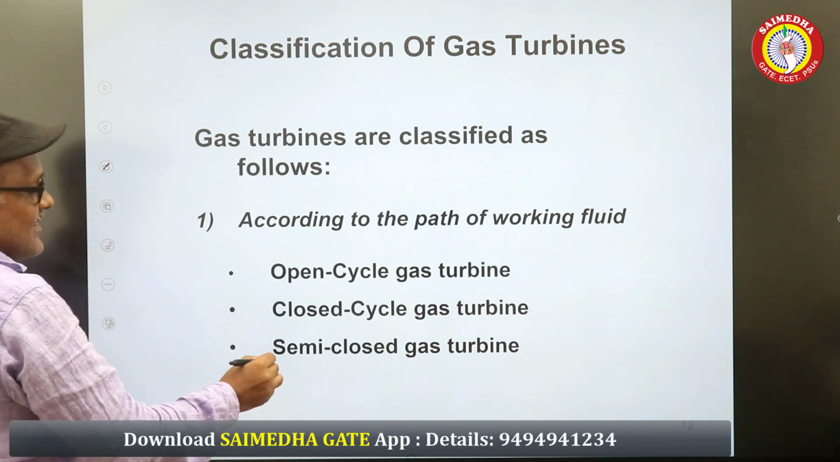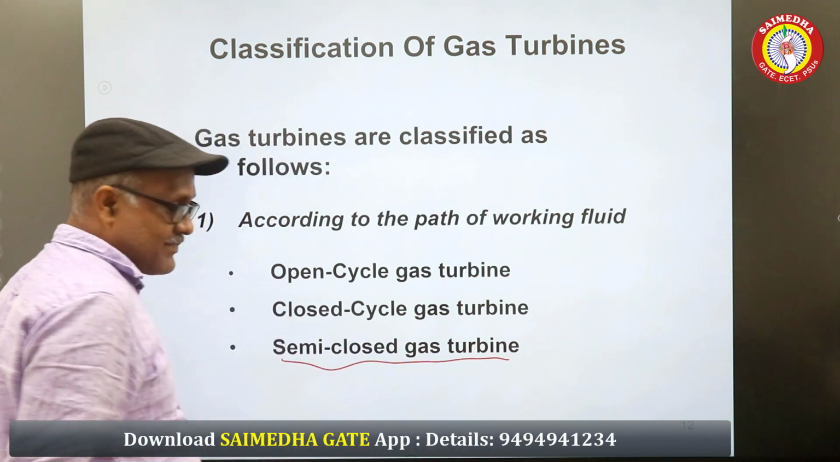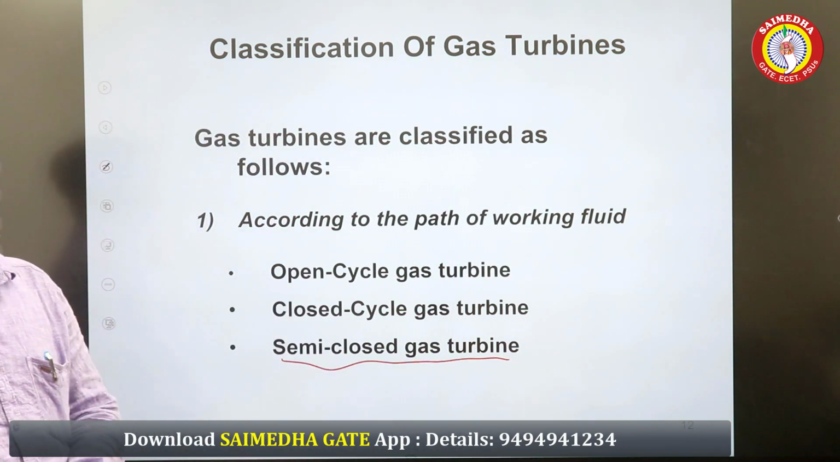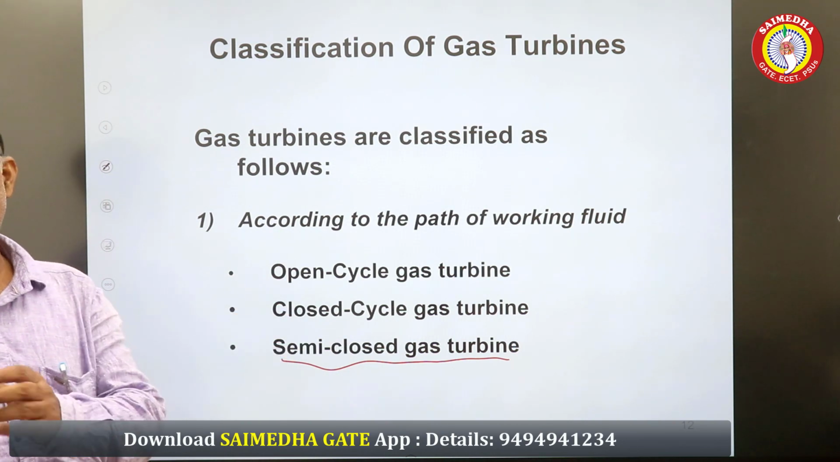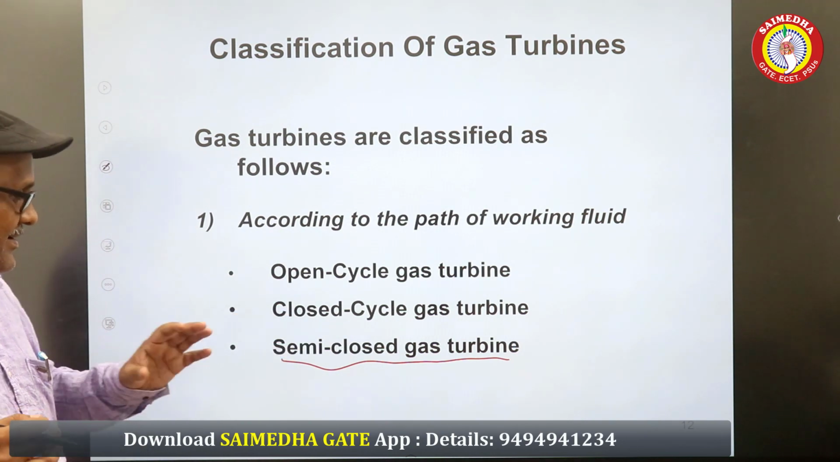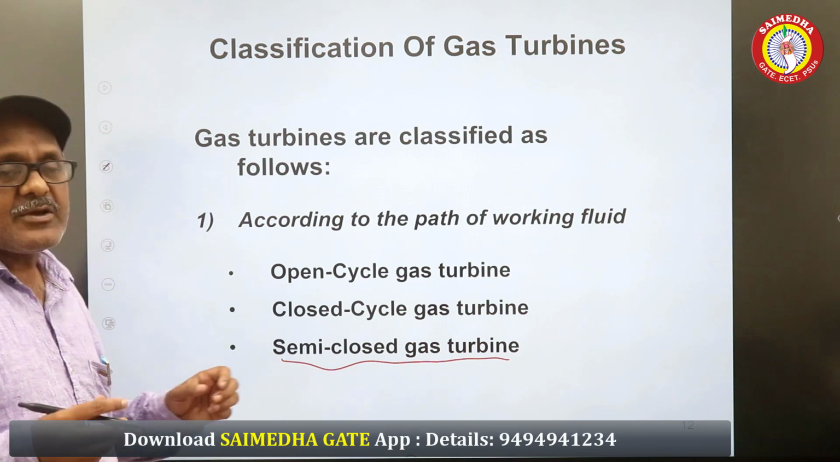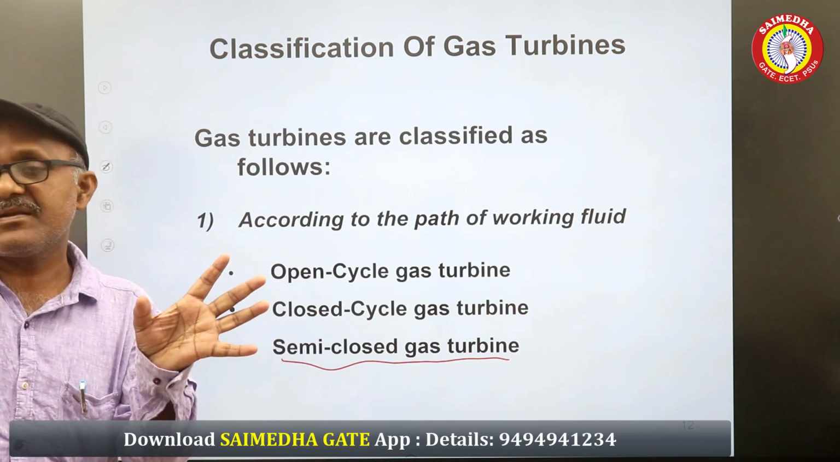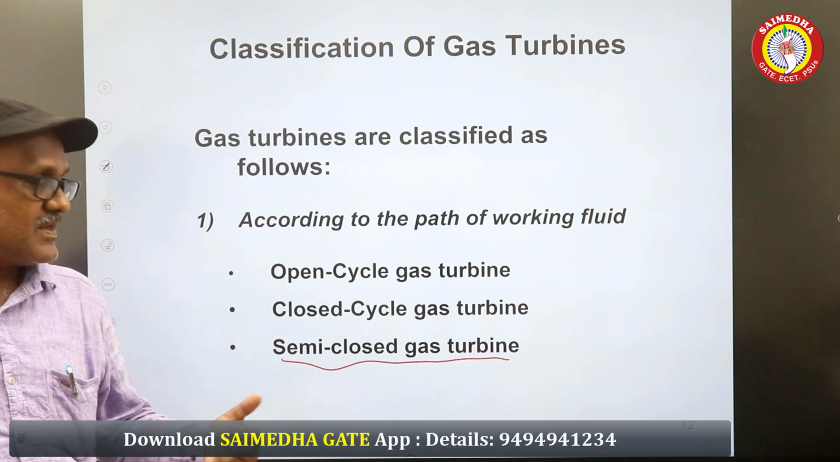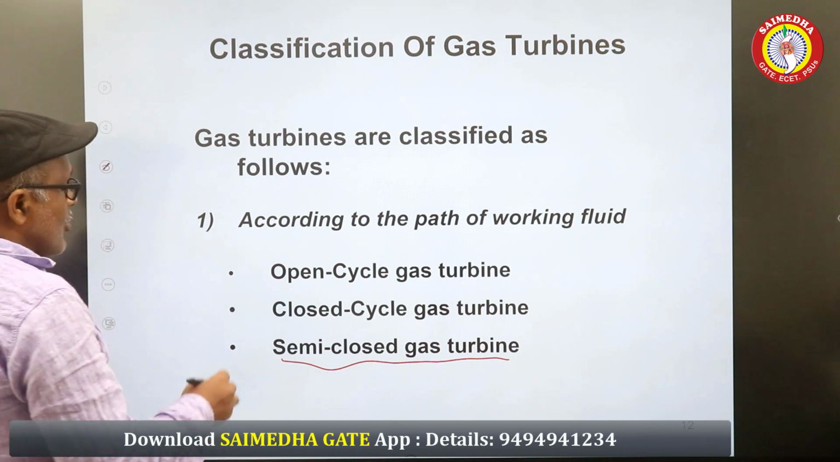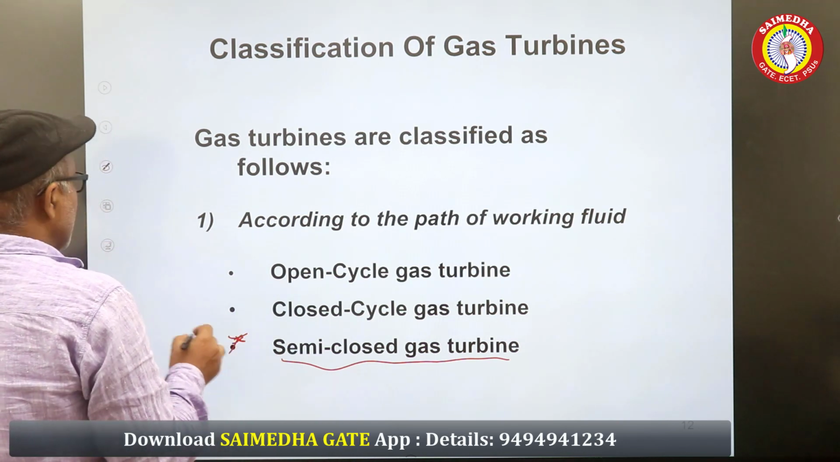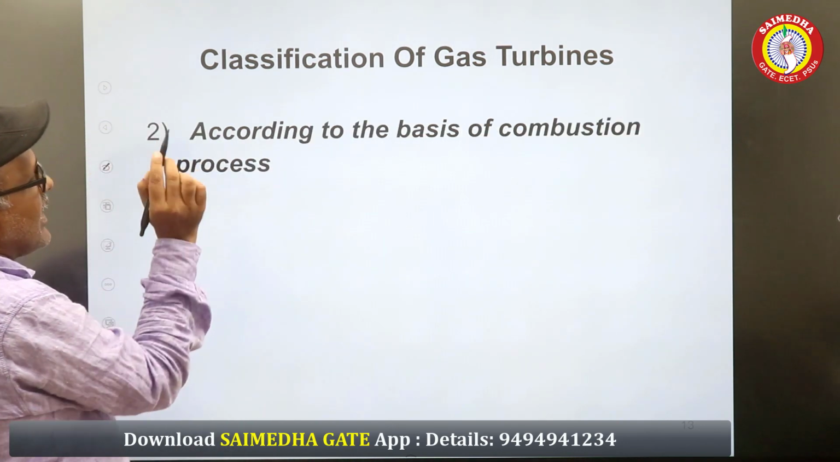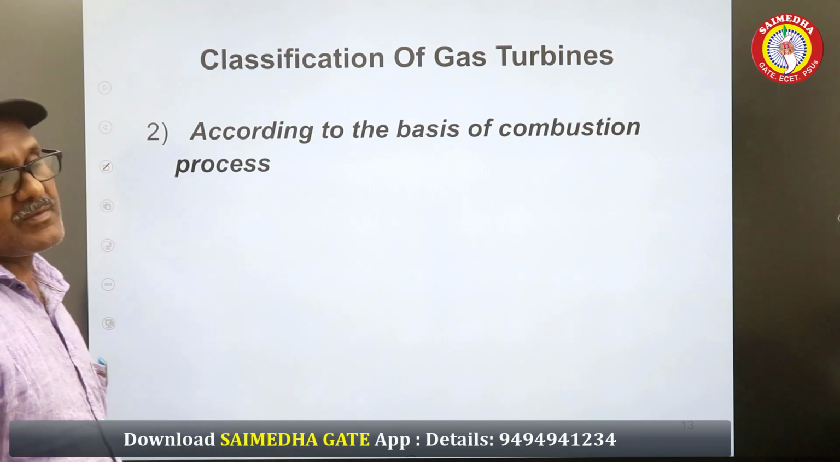So next one is the semi closed cycle gas turbine. So it is part open cycle and part closed cycle. So semi closed cycle is part open and part closed. You don't call it semi closed cycle now, it is the outdated version. It is an outdated one.